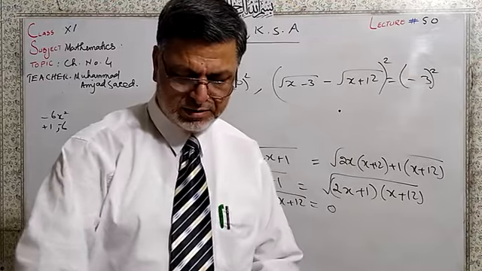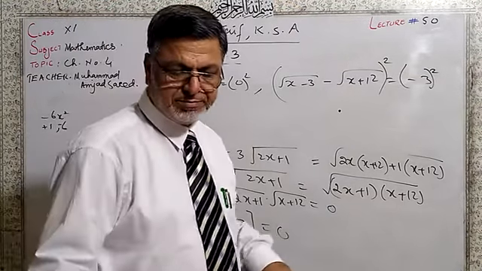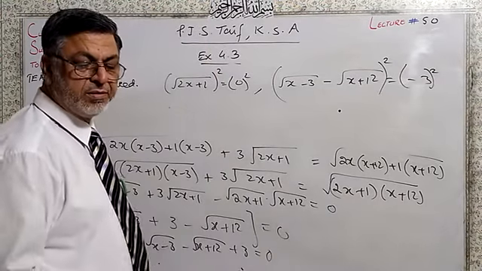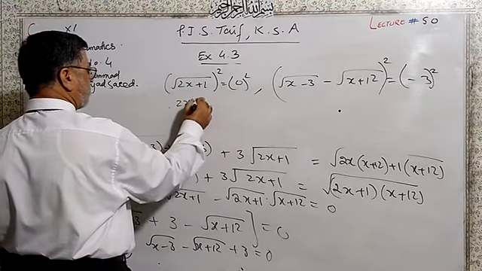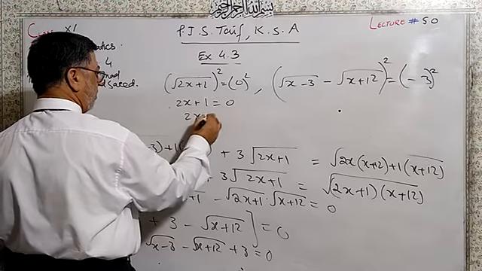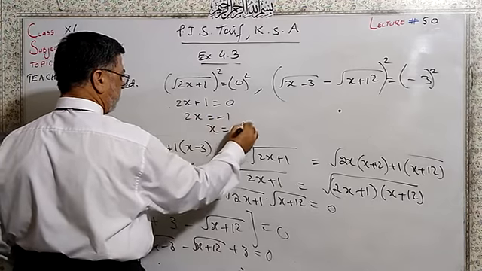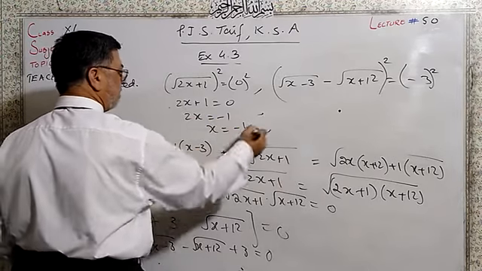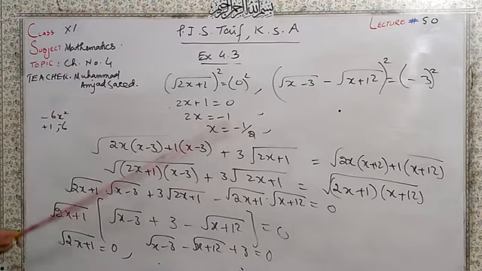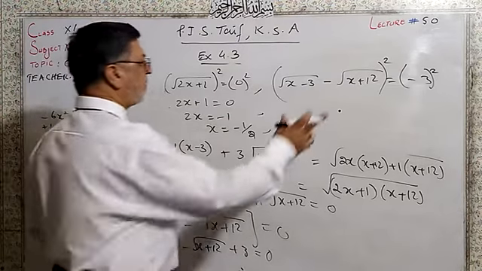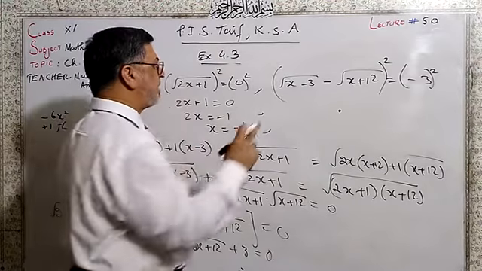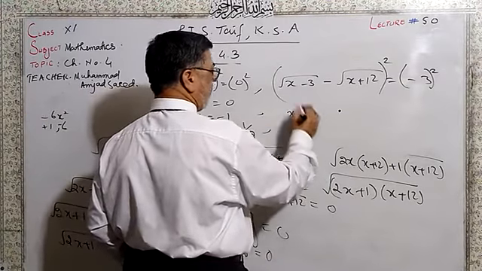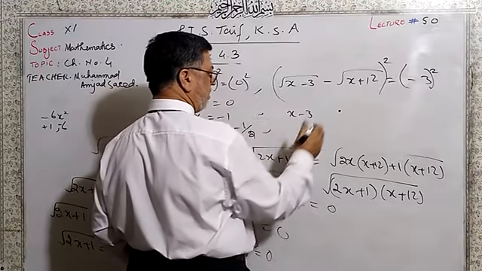Remember that we have to simplify them. Here the 2 and square root cancelled out. 2x plus 1 is equal to 0. 2x is equal to minus 1 and x is equal to minus 1 by 2. This is one value of x here. After that, open up the formula of square. I am writing down directly. Dear students, this is the first square. First square means the square root cancelled out.